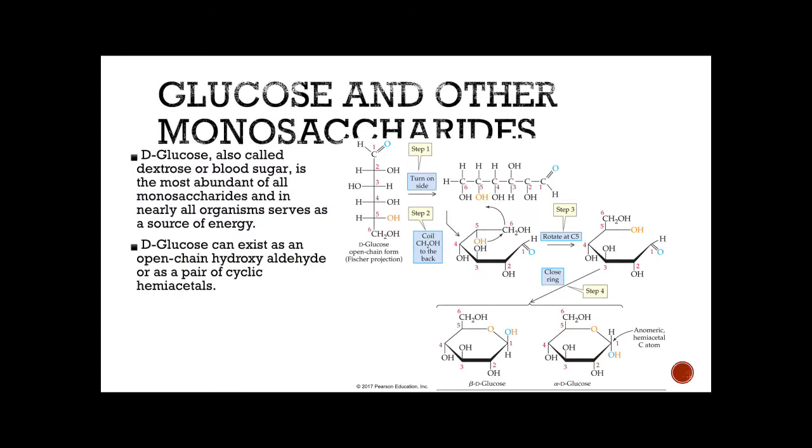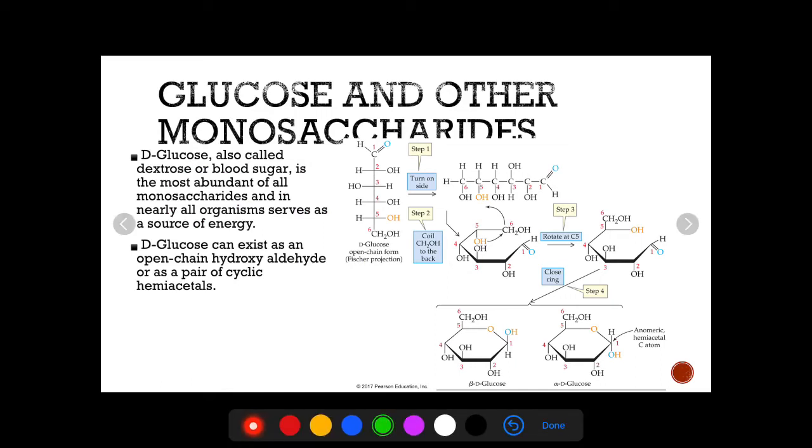Okay, D-glucose is one of the most abundant of all monosaccharides, and it can exist as an open chain hydroxyaldehyde or as a cyclic hemiacetal. And the most stable form for a pentose and a hexose is a cyclic hemiacetal. So we kind of looked at this when we were talking about aldehydes and ketones, that they are able to form these cyclic structures. But just to show you here, okay, so we have the aldehyde here, and then we have the OH.